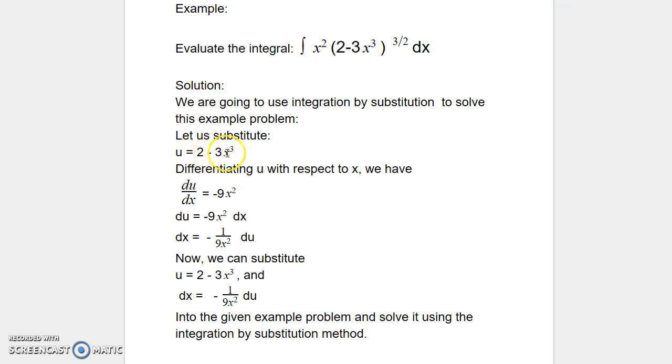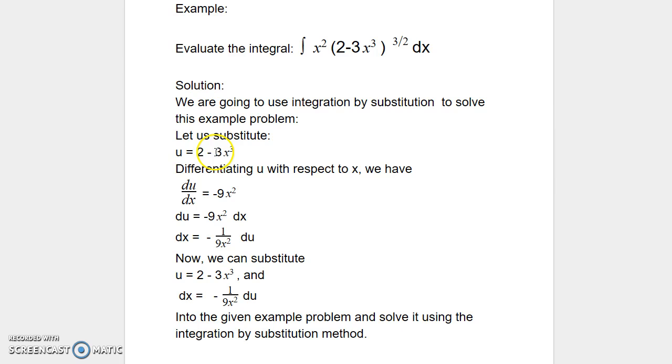u is equal to 2 minus 3x cubed. We want to differentiate u with respect to x. u is a function of x, so we're going to differentiate this function with respect to x. du/dx is equal to the differential of 2, which is a constant, is 0.